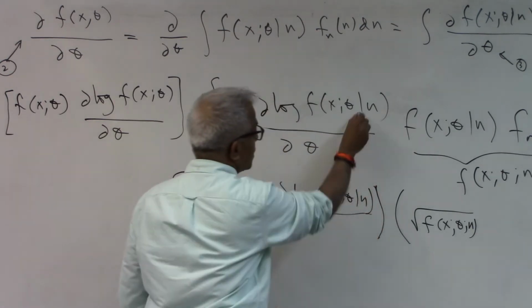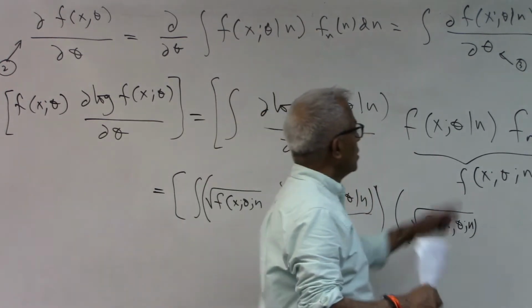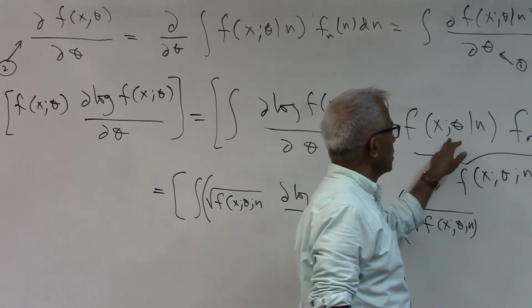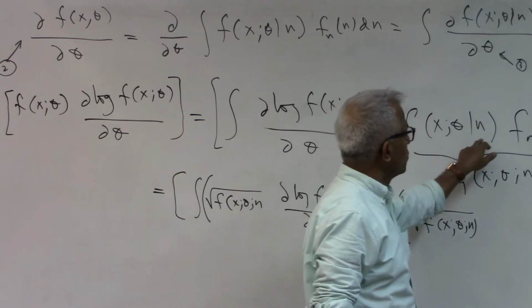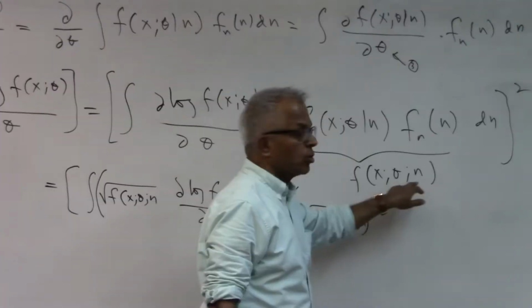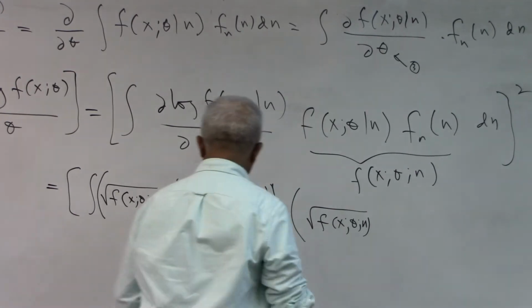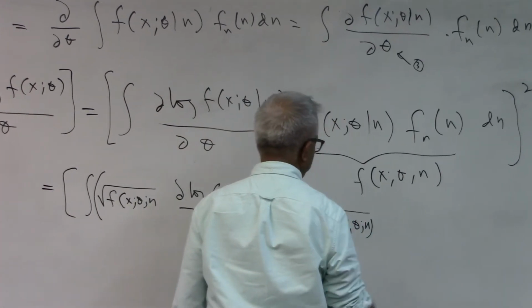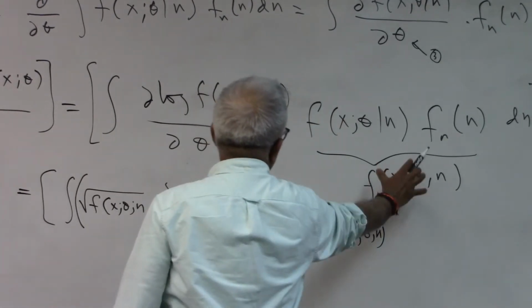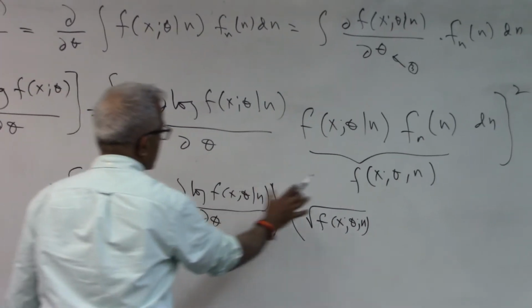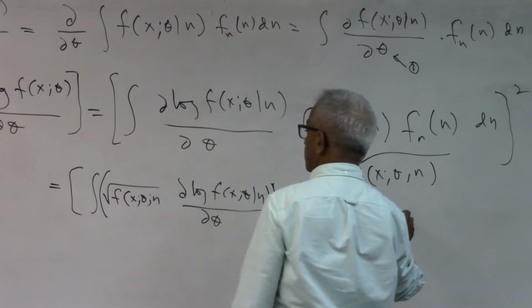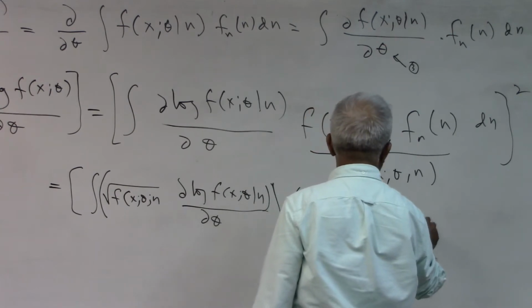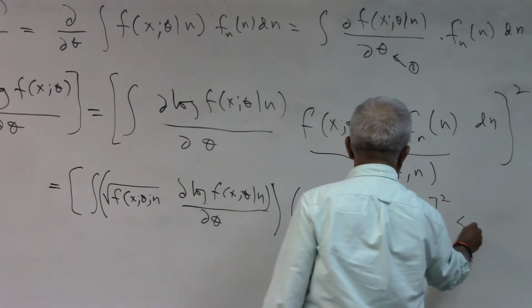Notice that this is a conditional density function here, the density function of x given n multiplied by f of x comma n. I already wrote it that way. This is the joint density function of x and n, and I put the half power here on this density function. The integral is over dn, then squared.